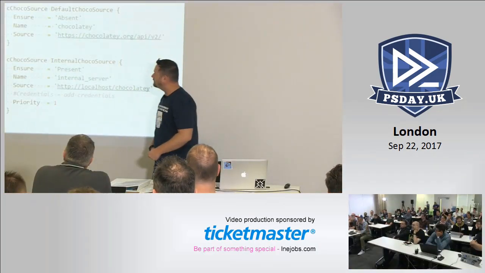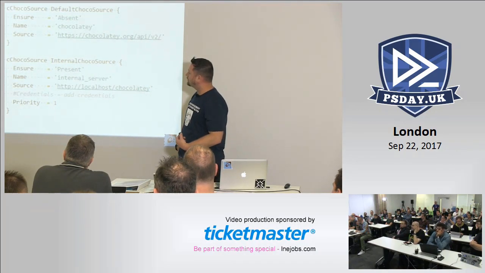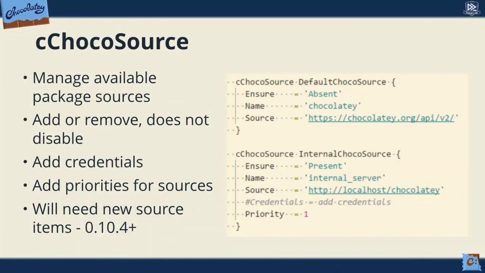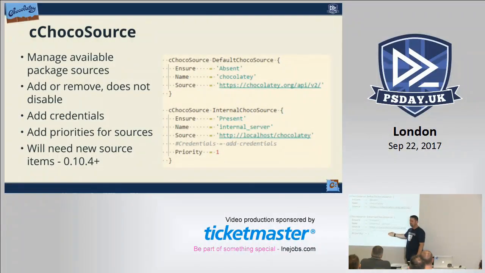choco source is a nice way of being able to manage Chocolatey sources. So the first thing you want to do is get rid of that community repository, and the next thing you want to do is add in your own sources, right? In there you can put in credentials, and then give it a priority. Priority tells Chocolatey how to find packages. If you have multiple sources, it's going to look for packages in the one with the highest priority first, and then move down through the rest.